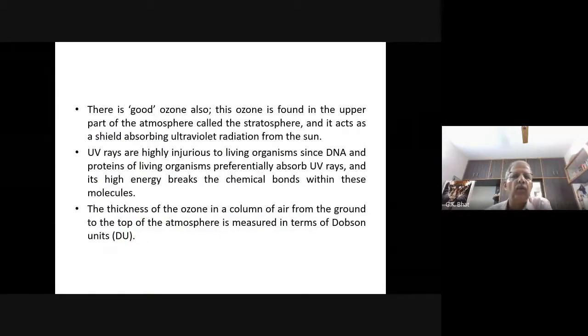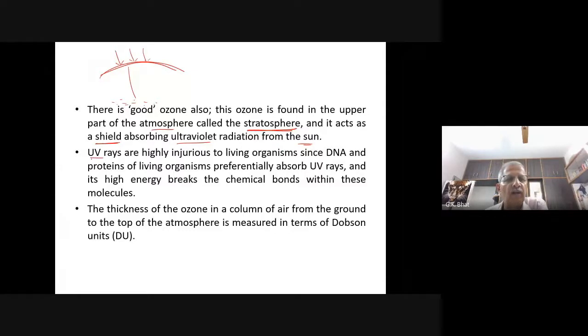This ozone is found in the upper part of the atmosphere called the stratosphere. That you have to remember. Bad ozone is found in the troposphere, and good ozone is found in the stratosphere. It acts like an umbrella, a shield, absorbing ultraviolet radiation from the sun. It will not allow the UV radiation to come and touch us. So therefore it is a good ozone.